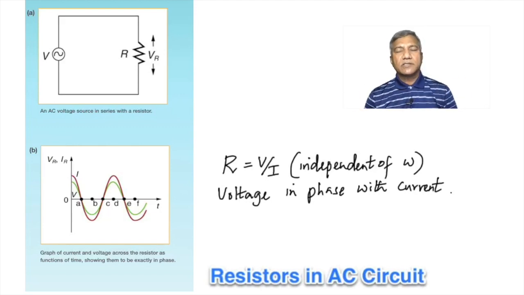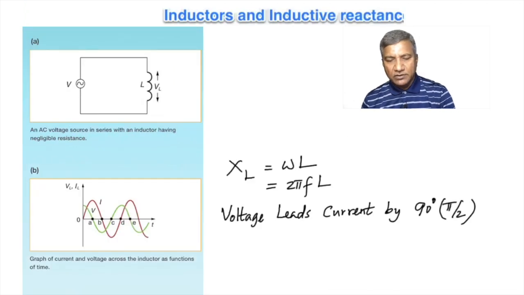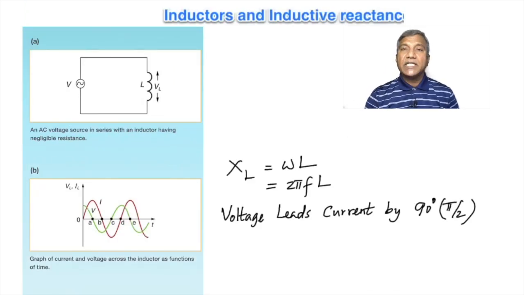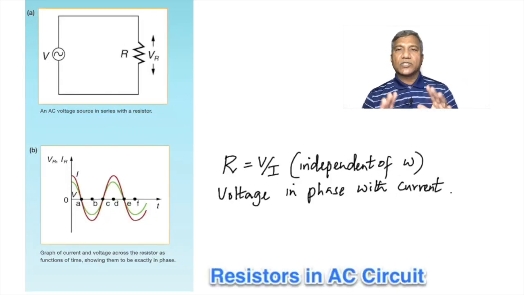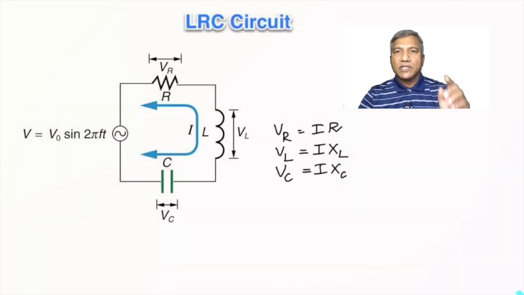To summarize, in an inductor, the voltage leads the current. In a capacitor, the voltage lags the current. And in a resistance, the voltage and current are in phase with each other.